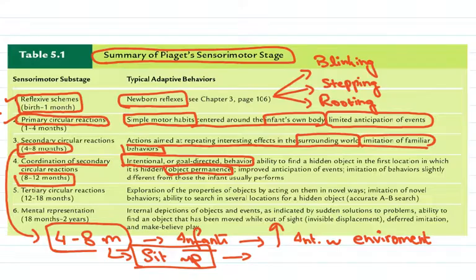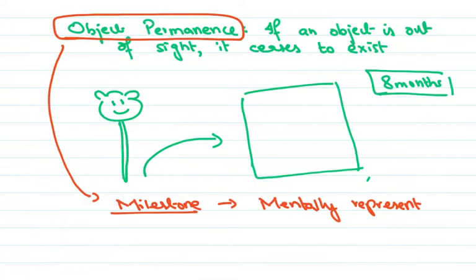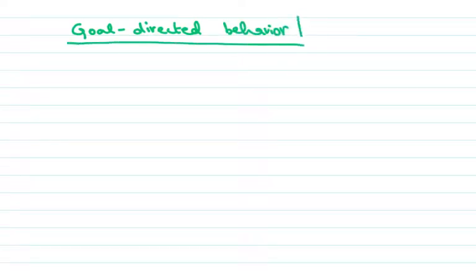What exactly does goal-directed behavior mean here? So according to Piaget, goal-directed behavior means that infants are now able to coordinate their schemes in such a way that they have a greater understanding of the world around them. Now, what does that mean?